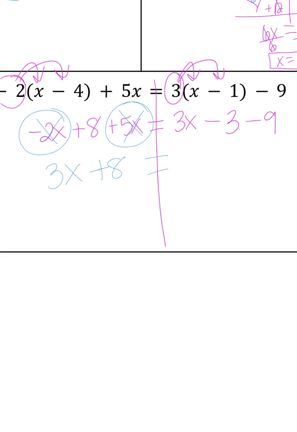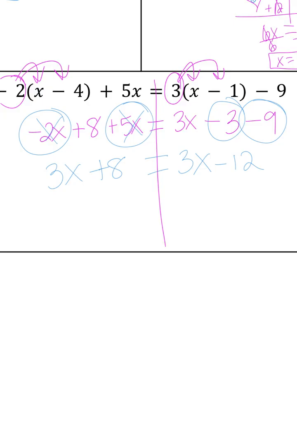Do I have anything over there that I can put together? The negative 3 and the negative 9, right? So I'm going to bring down my 3x. And then what is negative 3 and negative 9 when you put them together? Negative 3 minus 9, or negative 3 plus negative 9? Negative 12. All right, I did my Washington, D.C.